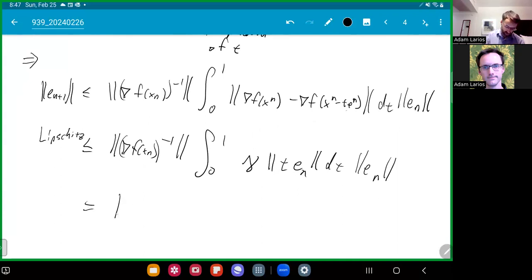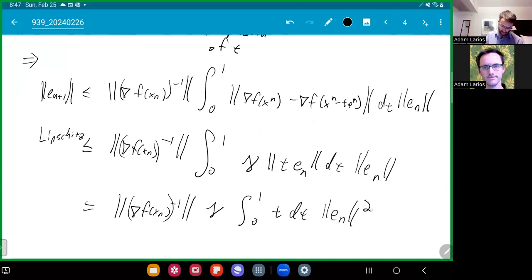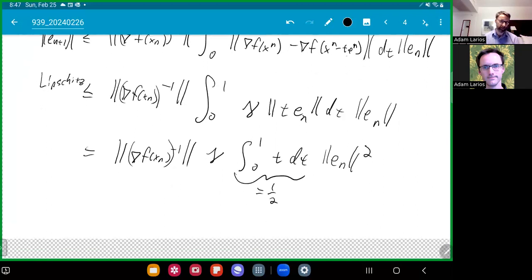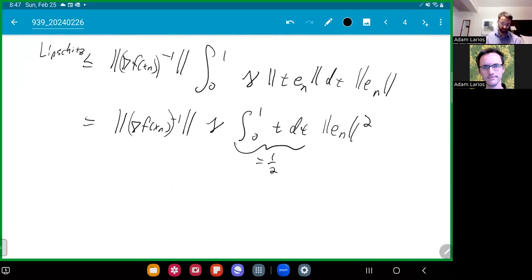And so there we get the norm of gradient f(xn) inverse times gamma times the integral from 0 to 1 of just t dt, and then times en, and here's that square. And of course, this is just equal to 1/2, right? 1/2 t squared, plug in 1 and 0, or see it as the area under a triangle, if you want to compute that one geometrically. And so you get, so let's sum up.